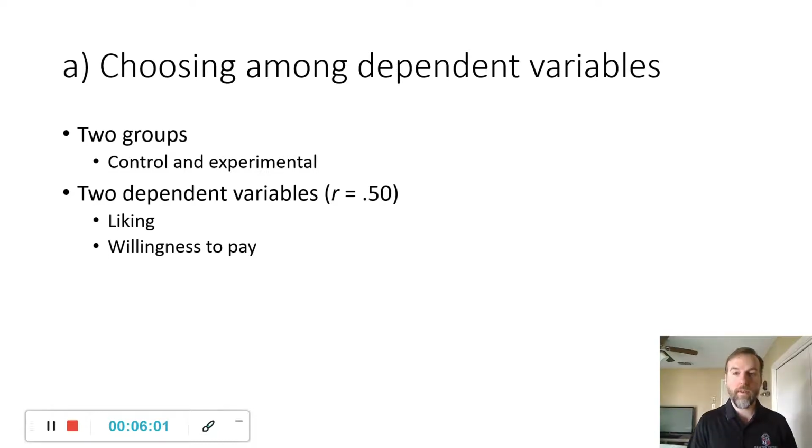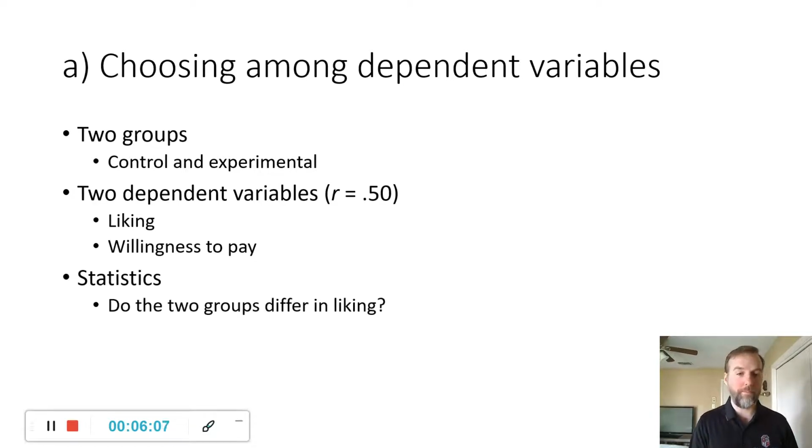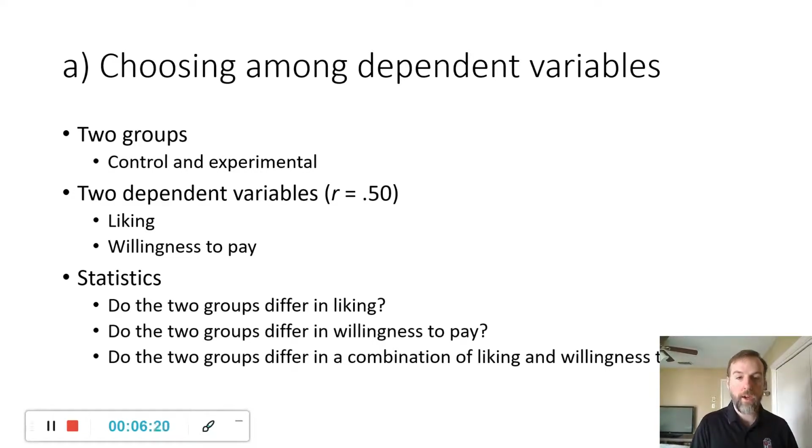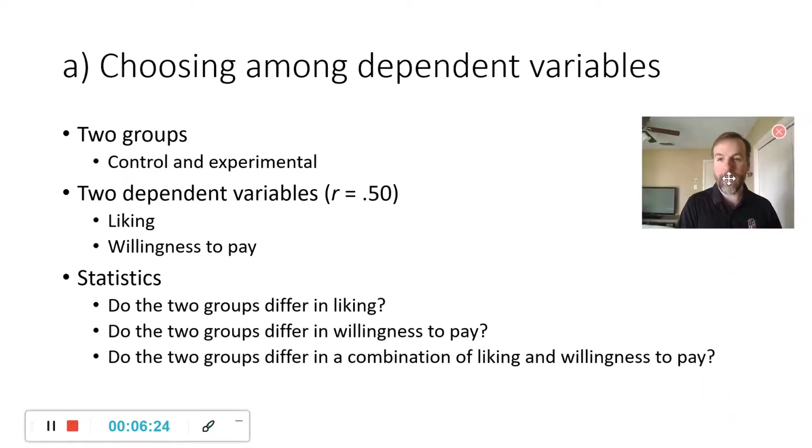And you can imagine this is a simplified case where we have two dependent variables. We'll look later when you may have far more than this. So the statistic here that we're looking at is, do the two groups differ in liking? We could also look at, do the two groups differ in willingness to pay? Or do the two groups differ in a combination of liking and willingness to pay? So those are researcher degrees of freedom there, a choice on how to report our dependent variables.